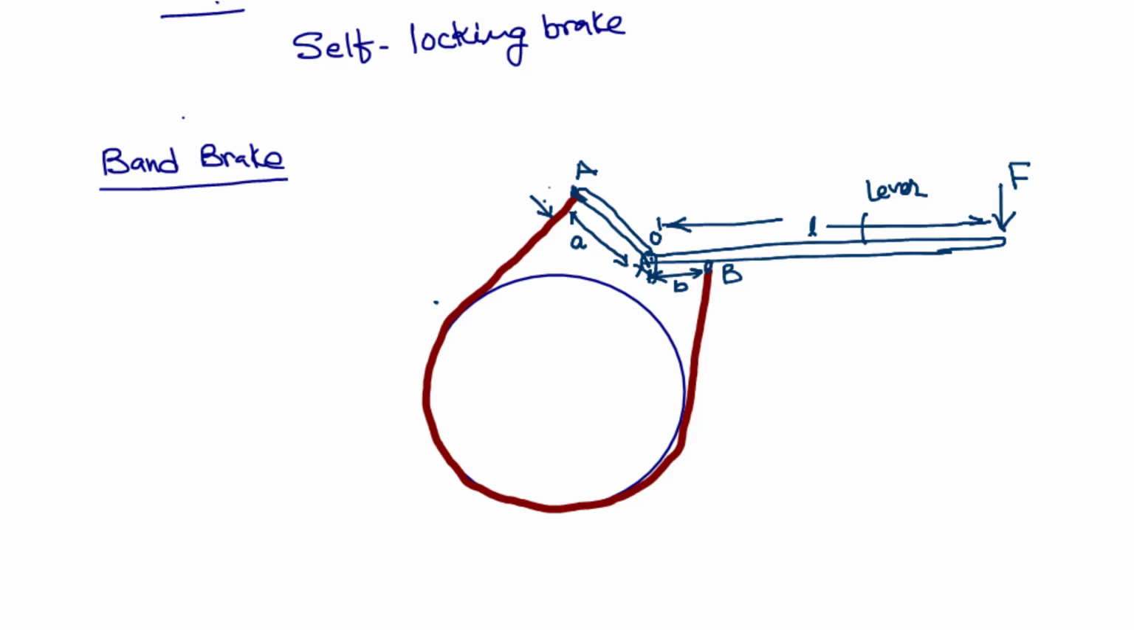This is the rope or belt or steel band. And this is the center of the brake drum, and the radius is R. So this is the band brake.